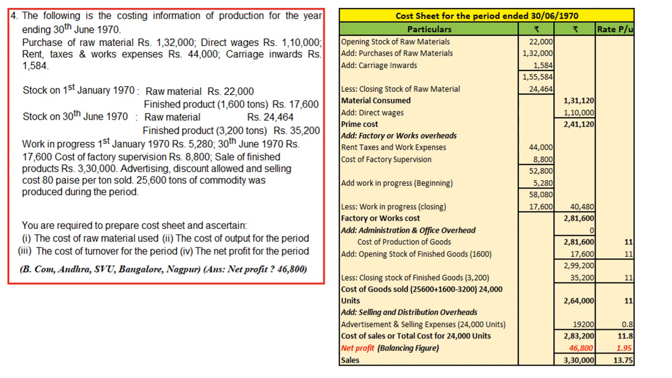Then we will add selling and distribution overheads. Selling and distribution overhead is 24,000 units into per unit 0.8 or 80 paisa. So 19,200. The total summation is 2,83,200. This is the cost of sales or total cost. For how many units? Only 24,000, right? And sales we have been given 3,30,000 in the question. So the balancing figure will be taken as net profit 46,800. So like this, we need to prepare the cost sheet for unit or output.